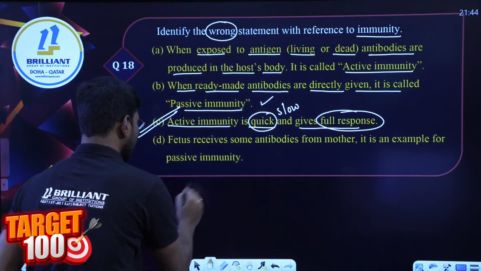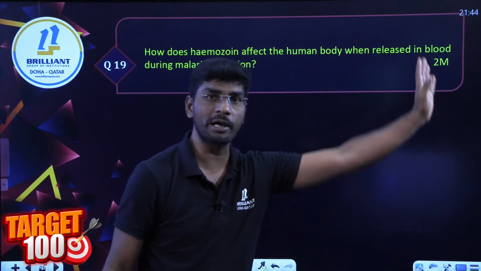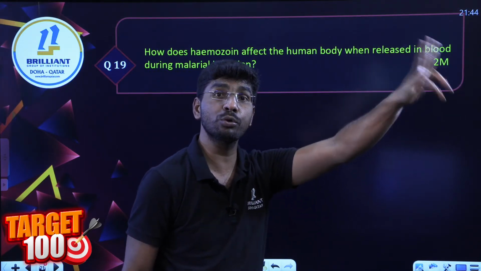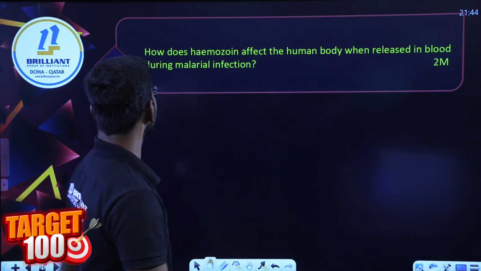So, incorrect statement, option C. Question number 19. Look at this question, a 2-mark question. No options, directly we should write the theory. I selected three 2-mark questions also. So, carefully look at what the 2-mark question is.